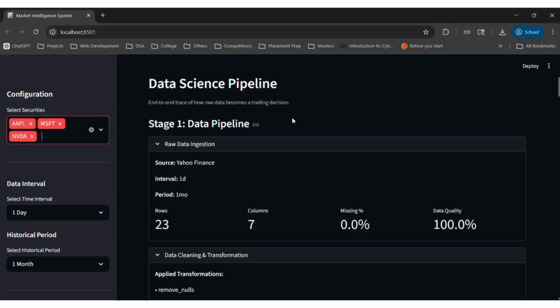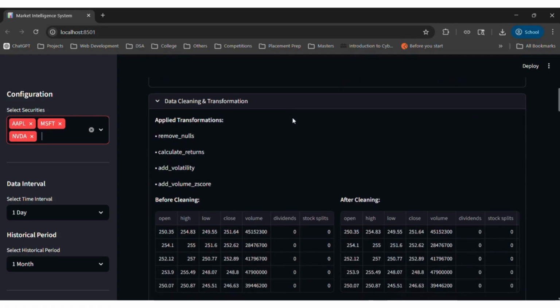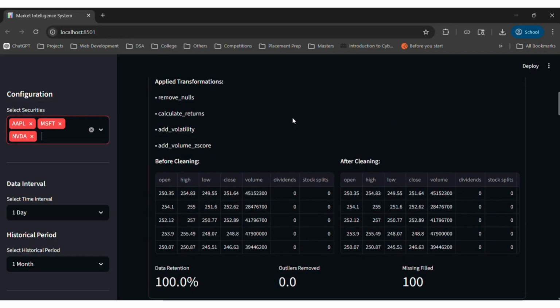Once the data is fetched, we apply pre-processing. Raw financial data often contains missing values, irregularities, noise. So we perform null value removal, time alignment, basic normalization, calculate returns, add volatility, add volume Z score. If we skip this step, returns become inaccurate. Volatility becomes misleading. Statistical models break down. This step ensures that the data is clean, consistent, and statistically valid.